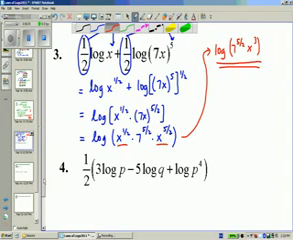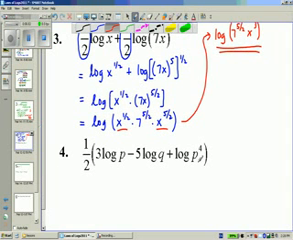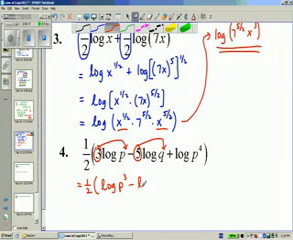All right, last problem on this page. Let's work inside here first. I'm going to pull this 3 in. I'm going to pull that 5 in. So that's going to give me 1/2 log p cubed minus log q to the 5th plus log p to the 4th.